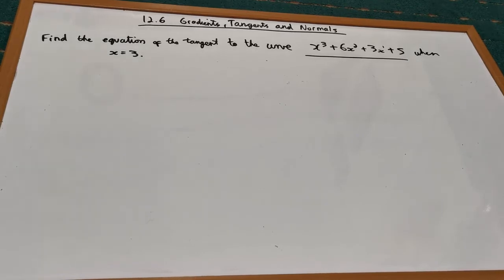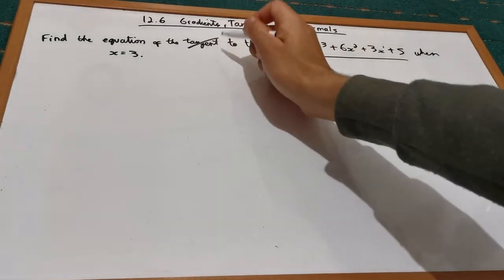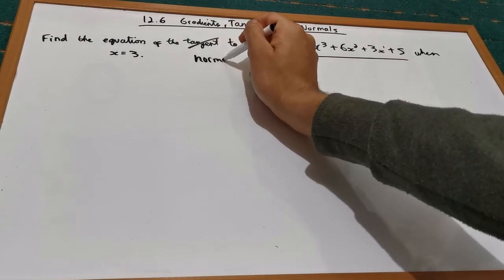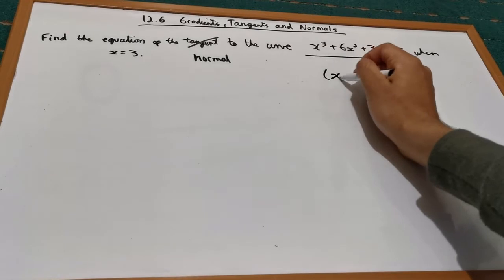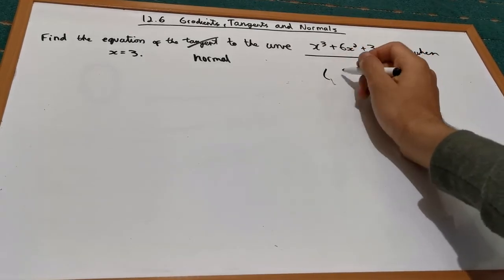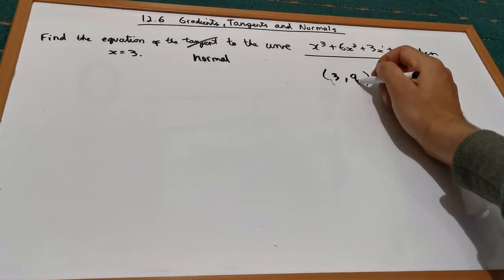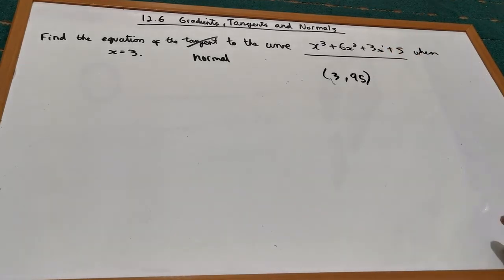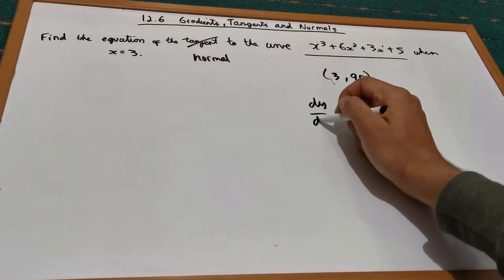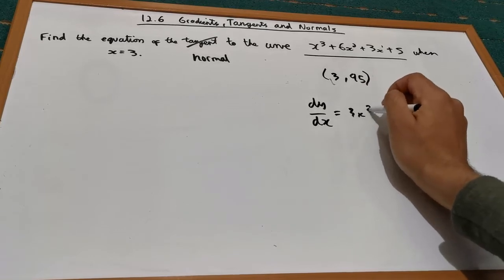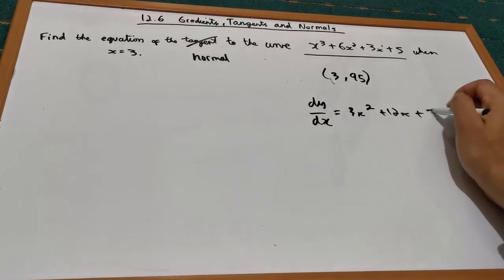Now, if I were to say find the equation of, not the tangent, but of the normal to the curve x cubed add 6x squared add 3x add 5, how would we do this? So from our previous question, we know that when x is 3, our y coordinate is 95. And in our previous question, we also differentiated this expression. We found dy/dx to be 3x squared, add 12x, add 3.